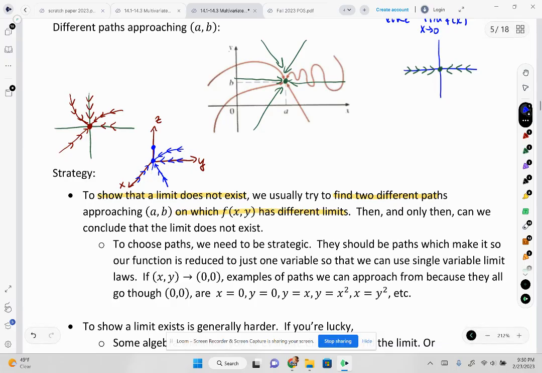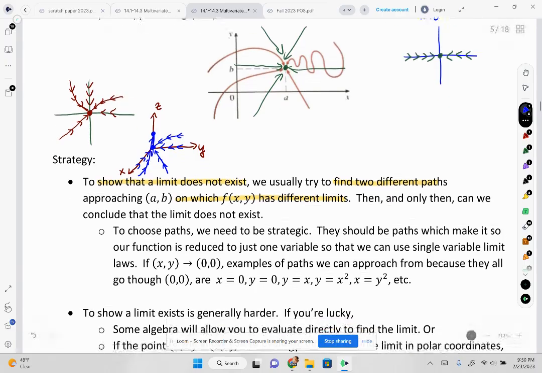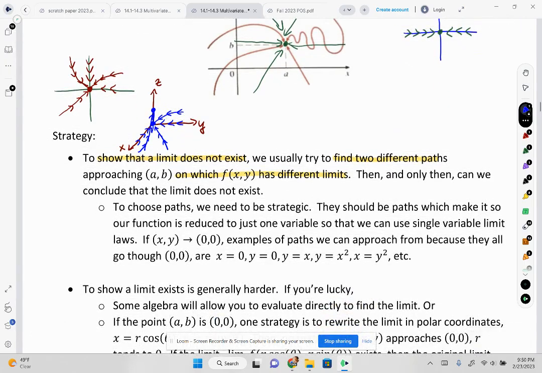So that's the idea here: we're approaching along the xy plane, and then all of a sudden we get this value that is way up here. That would be a different number. So if we do end up getting two different limits, what that means is that the value of our limit is dependent on the path that we travel on.